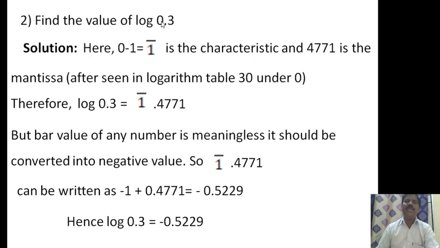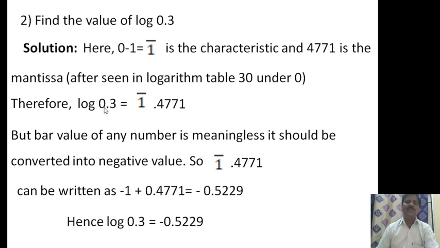In the logarithm table, 0.3 does not begin with 0, it starts from 10. Therefore you take a 0 here and increase the value, so 30. Then you find the logarithm under 30 under 0, and you will get 4771. This value is called the mantissa of log 0.3. So this comes after seeing the logarithm table, 30 under 0.